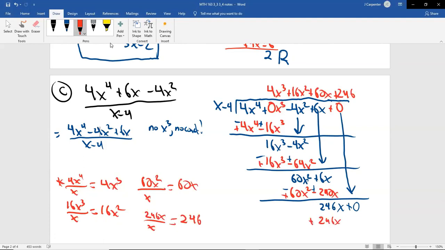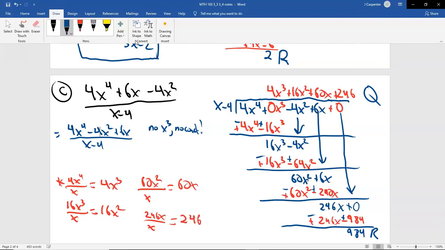246 times 4, 250 would be 1,000. We're going to subtract 16, so 984. But it's going to be negative 984. Draw the line, switch the signs. Negative, positive. Add and you get positive 984. There's nothing else to bring down. Our quotient doesn't have any more x's, so we know that's the remainder.